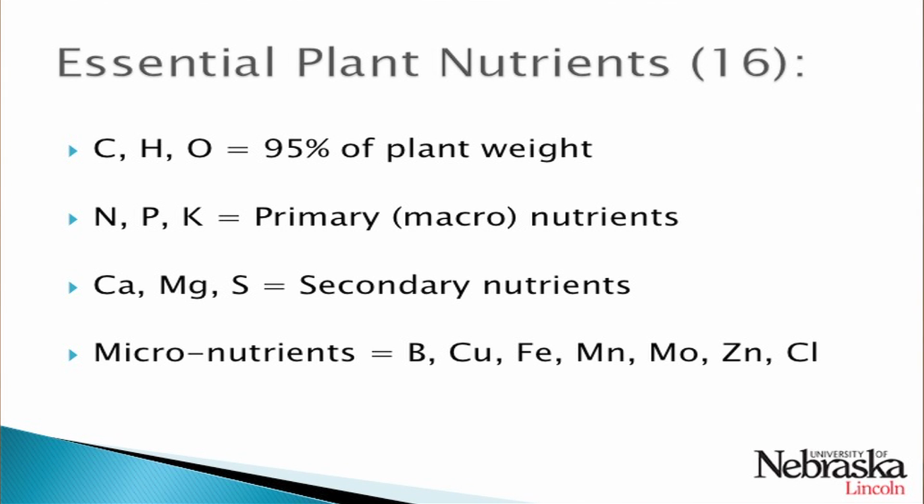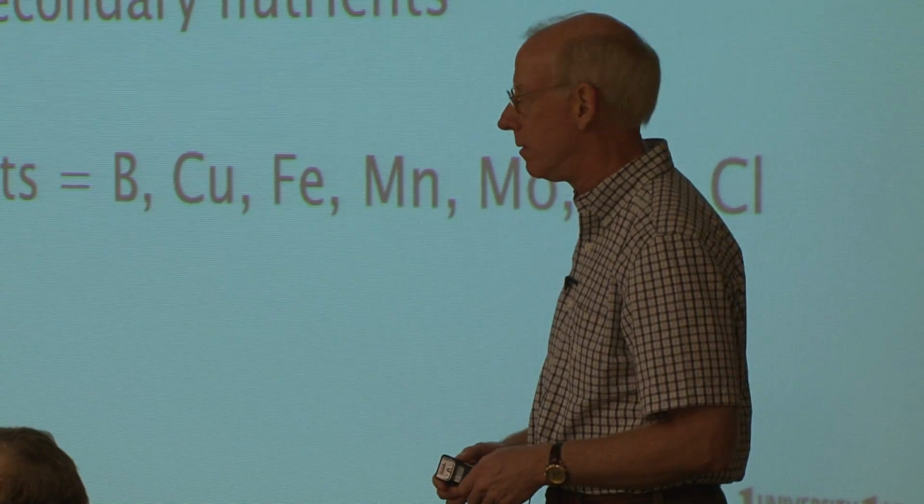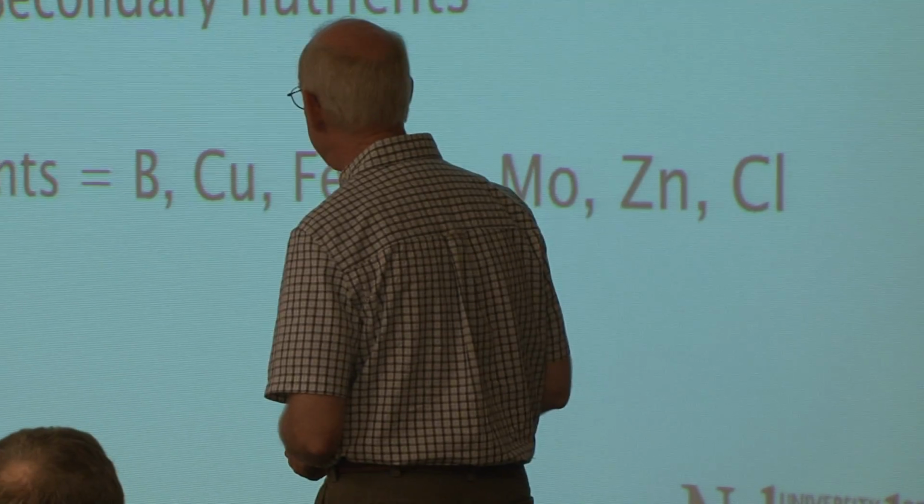This grouping is not in terms of their essentiality to plant growth. All of them are equally essential. If we're missing one of these nutrients, we are not going to have plant growth. It's just related to how much of the nutrient is actually required in the plant to grow.